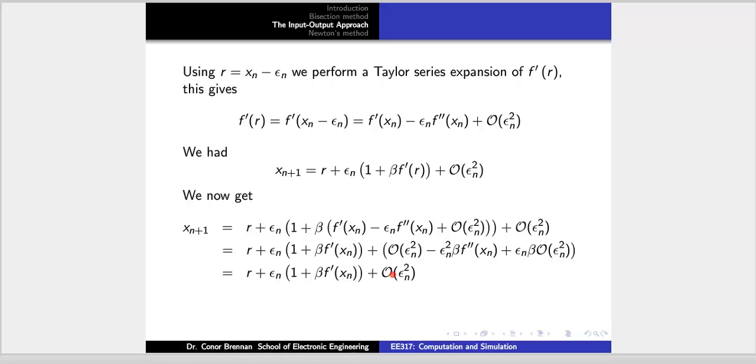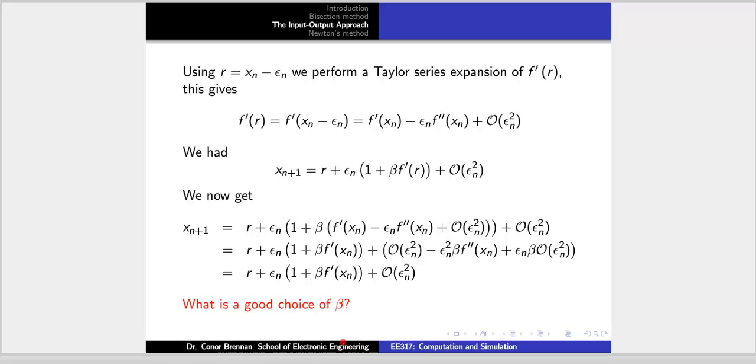So this curly O notation is great. It means you don't have to worry too much about the details. You're just confident that these are all very small numbers, no greater than epsilon n squared. And we just group them all together and concentrate on what's happening over here. What's happening over here is great because we had a situation where we had to choose beta to make this small. We couldn't do that because we didn't know what r was. But now we have a situation where we can choose beta to make this small. And we can do that because we know what this number is. This number is 1. And this is f dash at xn. And we know what xn is.